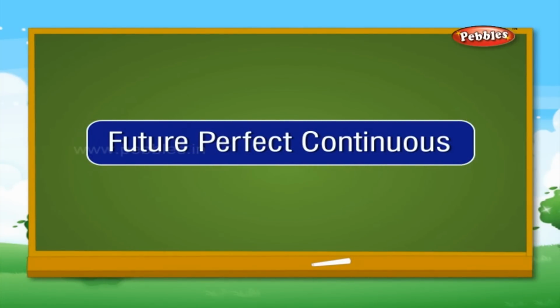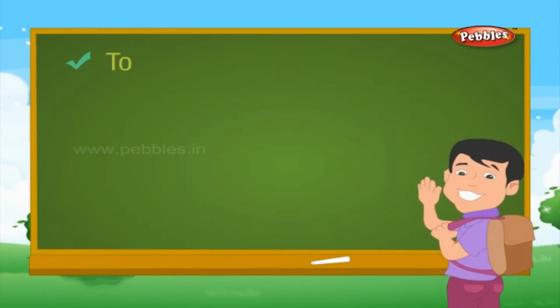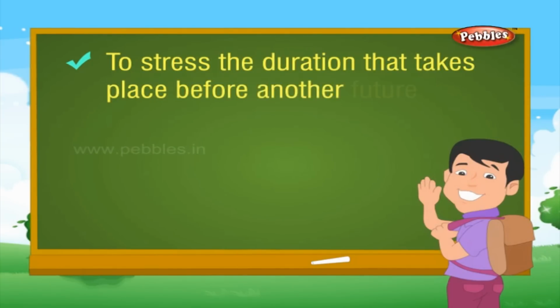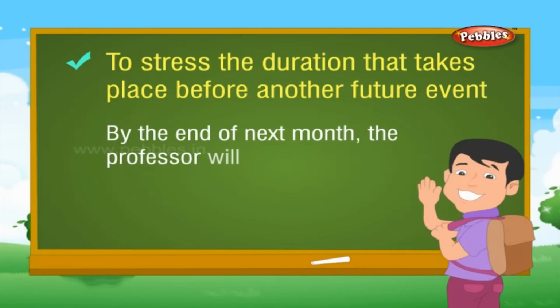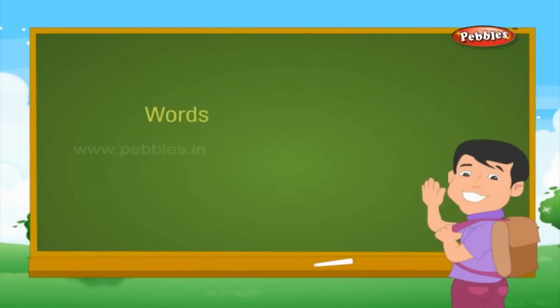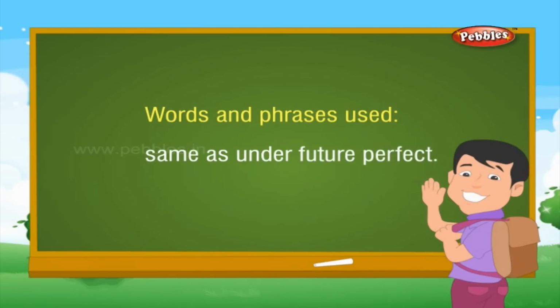Future perfect continuous. To stress the duration that takes place before another future event. By the end of next month, the professor will have been lecturing in Moscow for just 5 years. Words and phrases used: same as under future perfect.